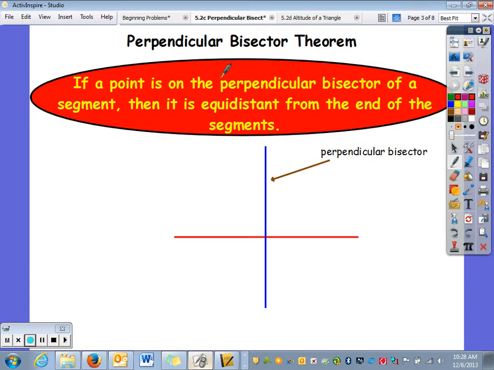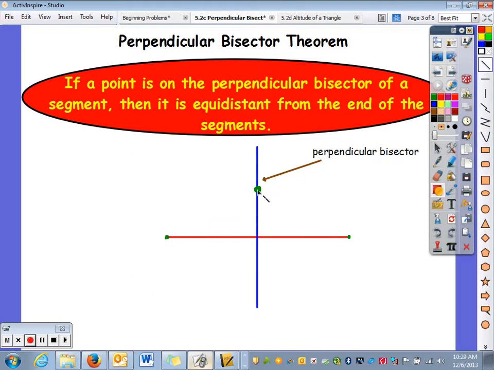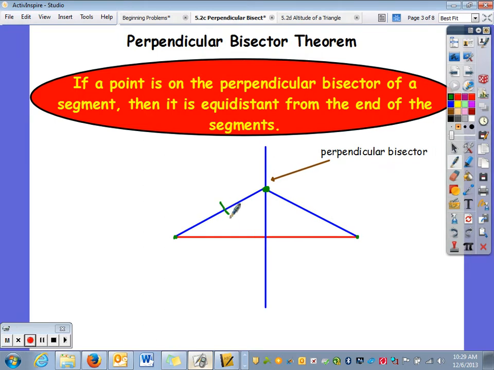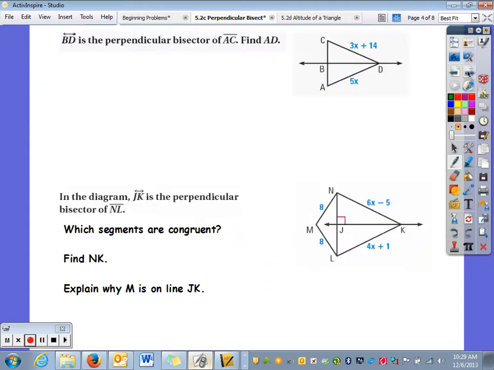So, the perpendicular bisector theorem. If a point is on a perpendicular bisector, so here's my perpendicular bisector, and I need to put a point on there. Let's do it in green. So there's my point. If a point is on a perpendicular bisector of a segment, then it is an equal distance from the ends of the segment. So here are my two ends of the segment, and I can draw segments to them. Alright, so those two blue lines I just drew are congruent. That's the perpendicular bisector theorem.